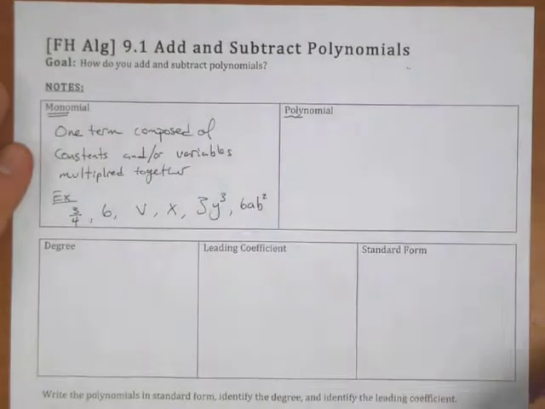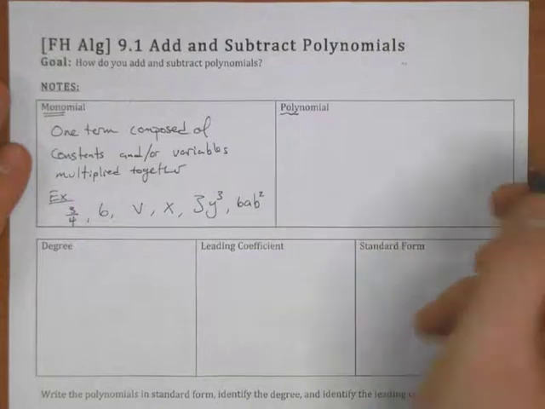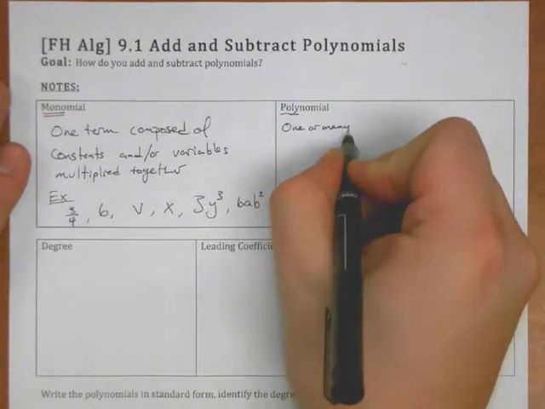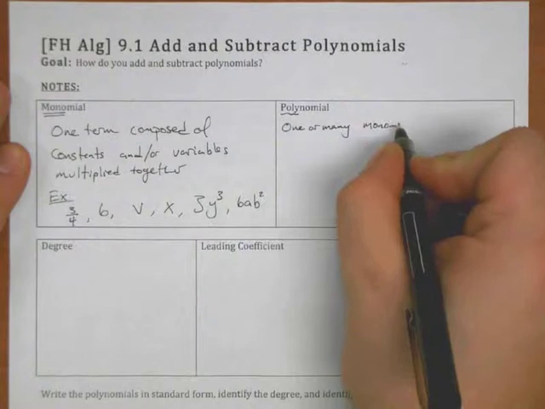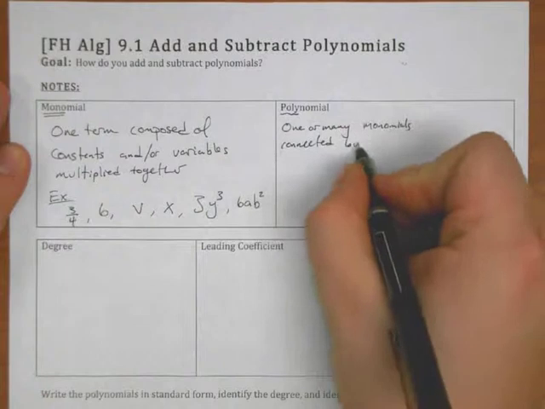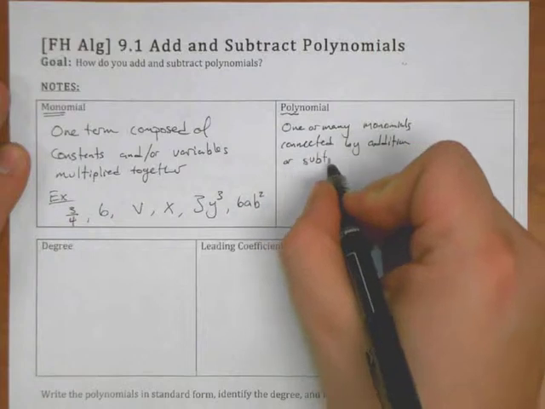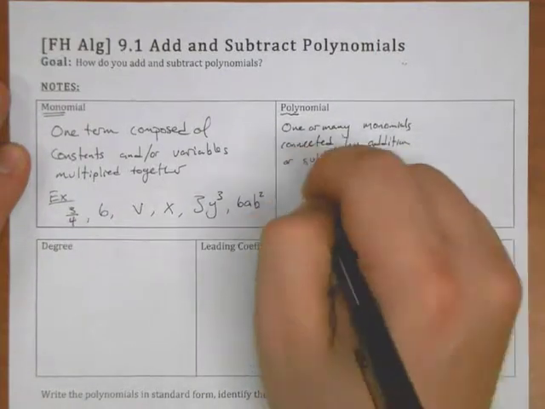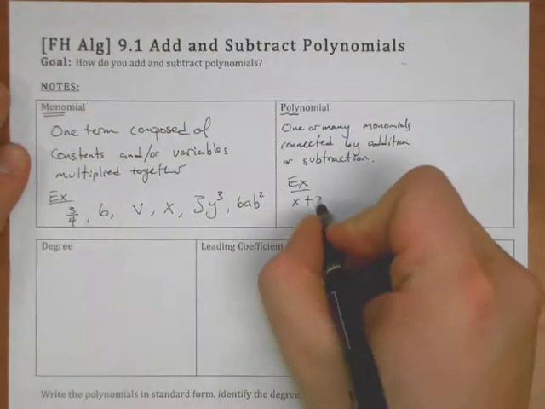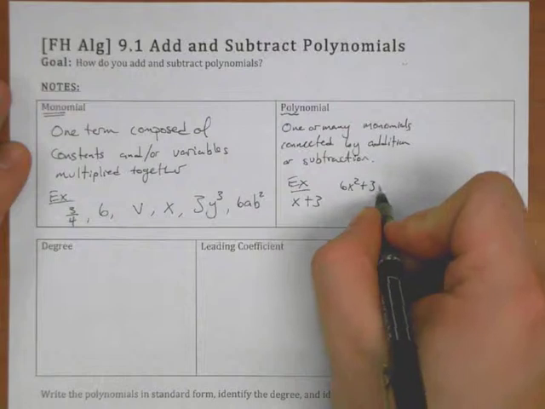Poly means many. So a polynomial is any time we take these monomials and connect them together with adding or subtracting. So one or many monomials connected by addition or subtraction. Okay, examples which we've seen a lot. How about like x plus 3 is an example of a polynomial. Or how about 6x squared plus 3x plus 1.